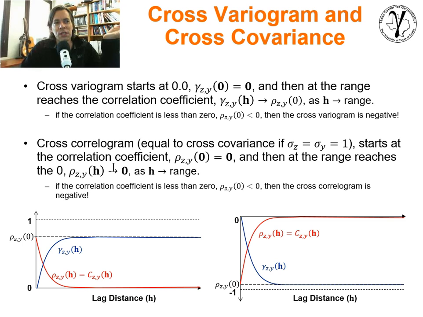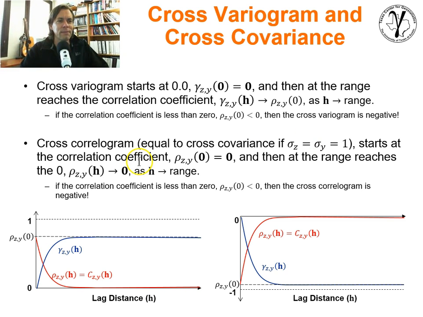The cross correlogram, now that's pretty interesting. And once again, of course, if we're talking about cross correlogram, if the standard deviation of y and x is standardized to be equal to 1, then you will basically have a cross covariance that's equal to a cross correlogram. And so we'll just talk about cross correlograms now.